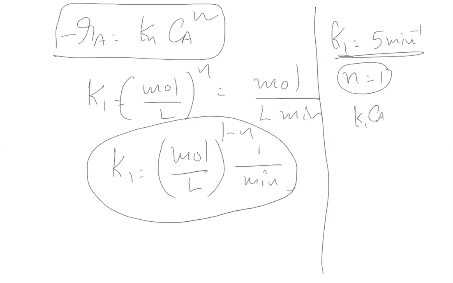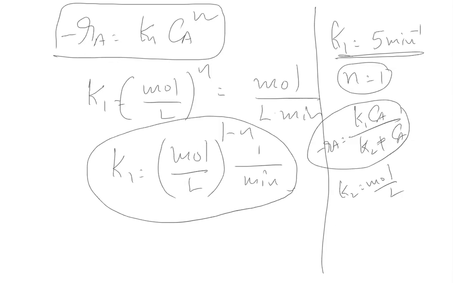Let's say K1 CA by K2 plus CA is minus RA. What is the units of K1, K2? K2 is simply mole per liter. Mole per liter will cancel. What is K1 is? Mole per liter per minute. That is how you write the units.